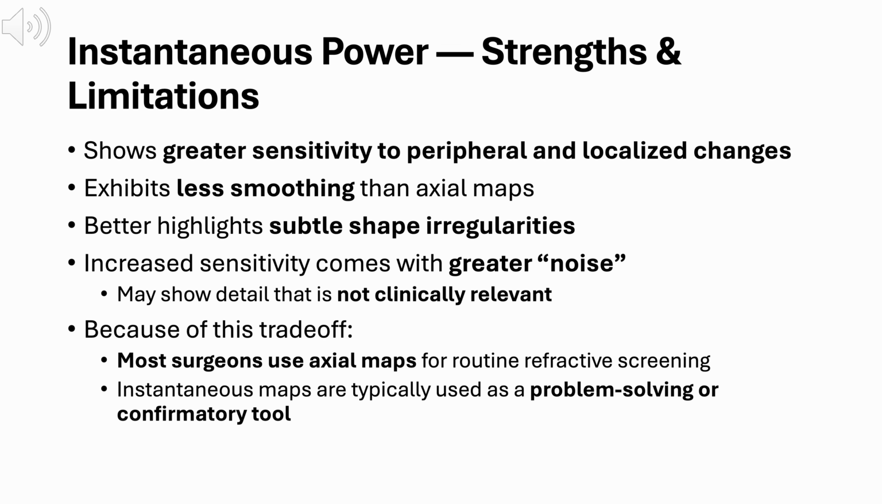Because of this trade-off, most surgeons rely on axial maps for routine refractive screening, where a smooth, global overview is helpful. Instantaneous maps are typically used as a problem-solving or confirmatory tool, especially when something on the axial map looks suspicious or when subtle irregularity needs to be better defined. The key takeaway is that tangential maps are powerful for detail, but they require careful interpretation to separate meaningful findings from noise.